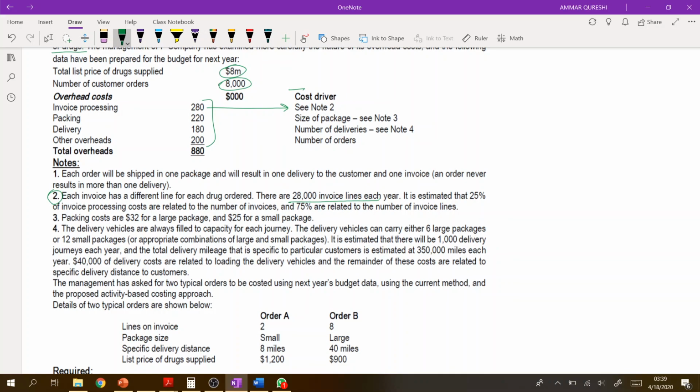Now what is an invoice line? It's simple. For example, if you go to a store and buy one product costing 1,000 rupees, right?